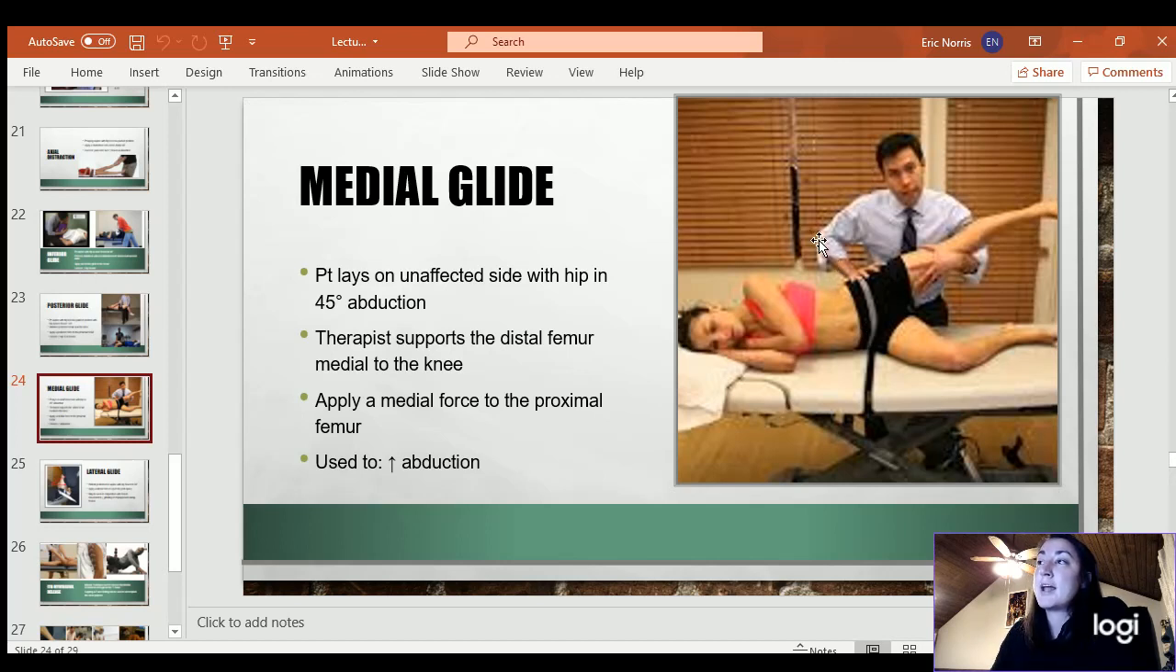I apply it at an angle. See how his hand is at an angle? So it's actually getting applied towards the opposite knee, in line with the groin, really. So you're applying a force down that way. So it's still kind of an inferior and medial glide versus just straight inferior, just pushing the bones together. And this will increase your abduction range of motion.